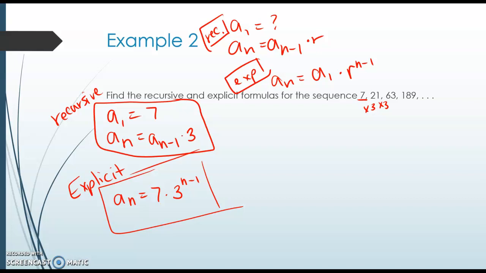In the next video, we're going to do a real-world example using a geometric sequence, and then write it as a function and graph it. So I'll see you there.